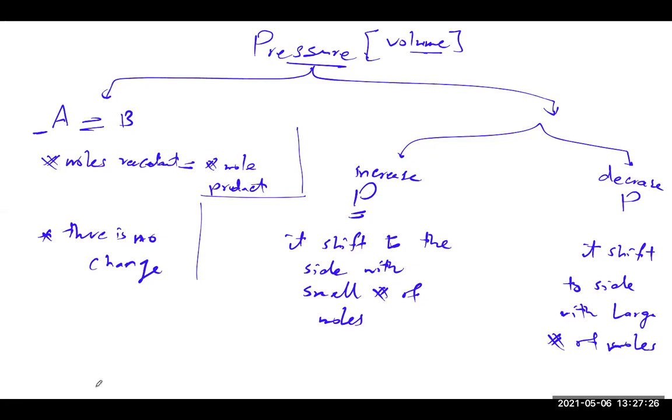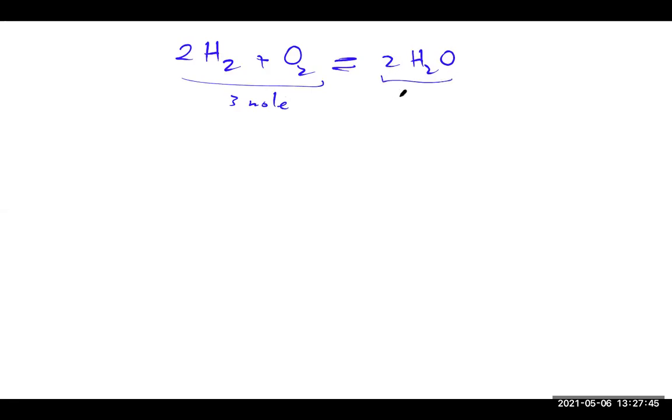So let's take an example for this one. I will take the same reaction, 2H2 plus O2 gives 2H2O. Before we start, we need to count the number of moles for both reactant and product. Here we have 3 moles, because we have 2 for hydrogen and 1 for oxygen. And here we have 2 moles. So what will happen for this reaction if we change the pressure?